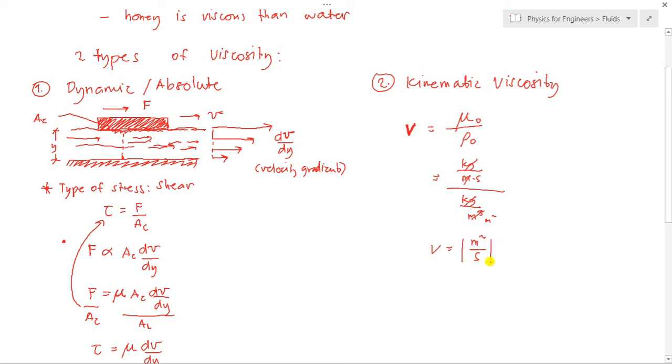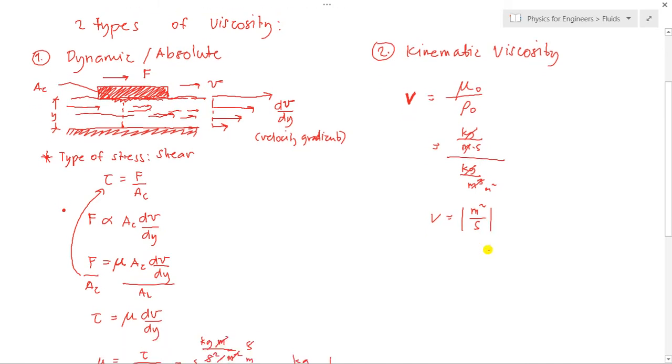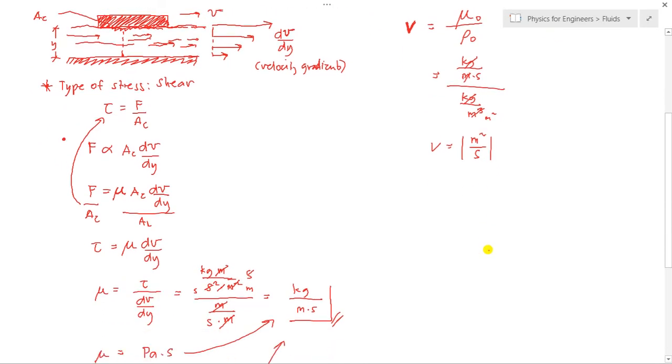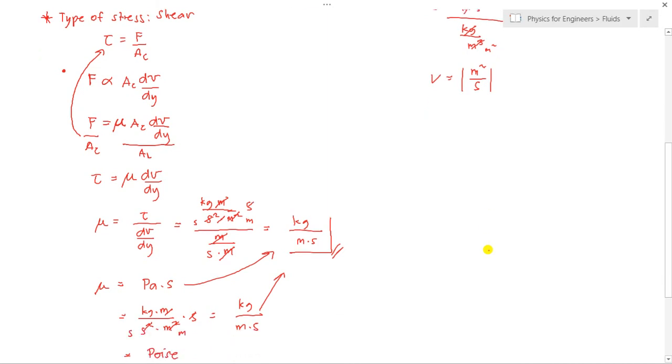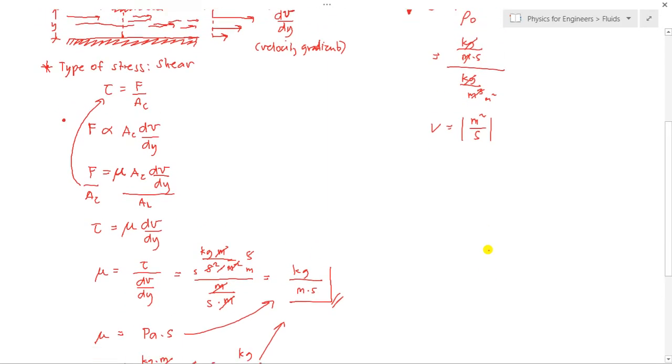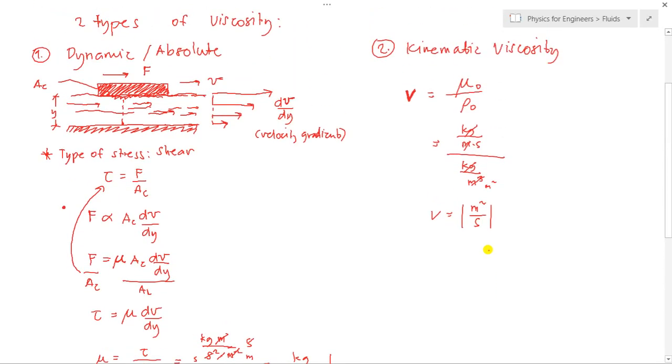So kana ang units sa kinematic viscosity. Kinematic viscosity class is not only limited to this dimension. Other dimension for kinematic viscosity is Stokes. Apelyido ni siya sa sikat nga scientist nga nag-discover sa mga principles of fluid mechanics, si George Stokes.